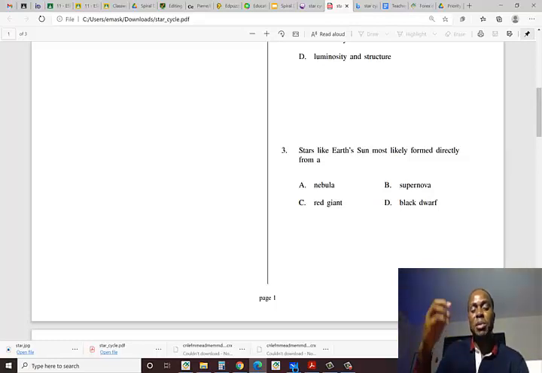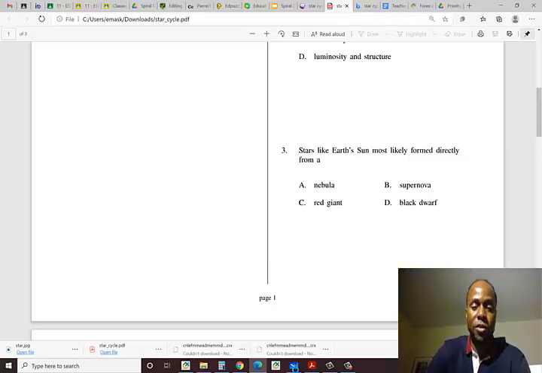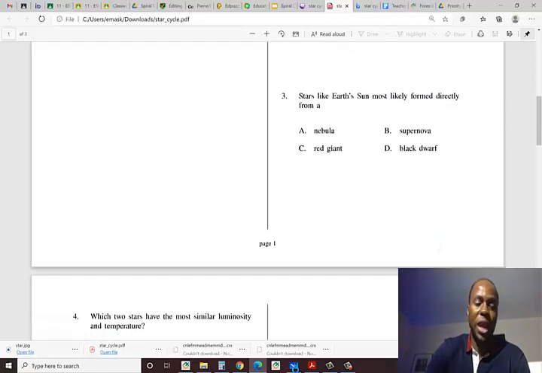So supernova is not it. Red giant is the intermediate phase of an average star. Black dwarf is the final phase, just like a black hole for a star. So supernova is the ending part, and black dwarf is the ending part. Red giant is the intermediate part, while nebula is actually the beginning, the birthplace where all stars are formed. So my answer here will be A.